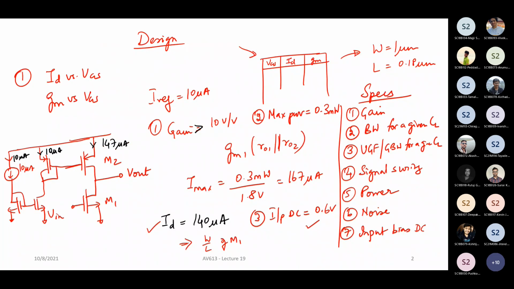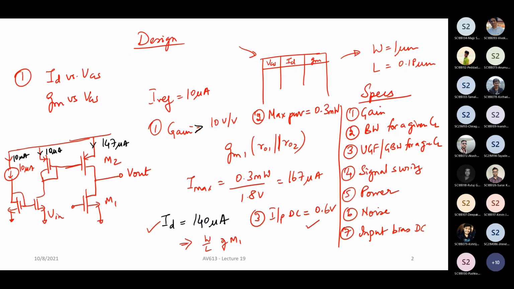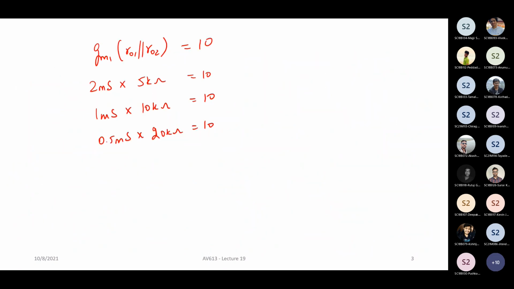So for 140 microamp of current, what is the transconductance that you would get? You have to go back to this table, look at the GM, look at the ID and so on. Sometimes your input DC may not be given. In that case, you have the freedom to choose whatever bias point you want, and the rest has to come from your R0.